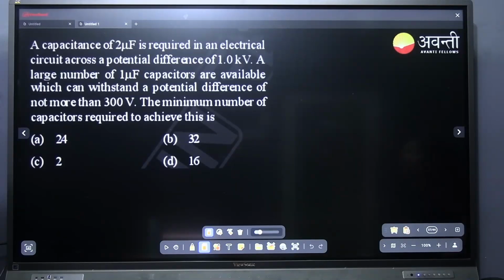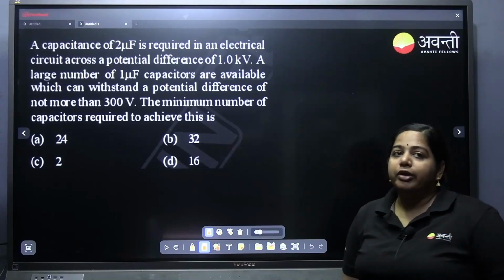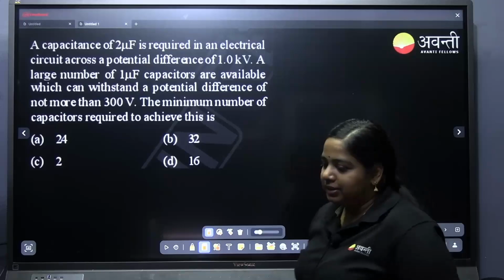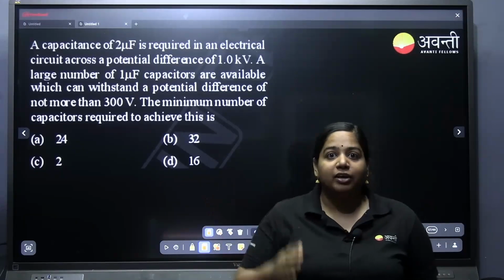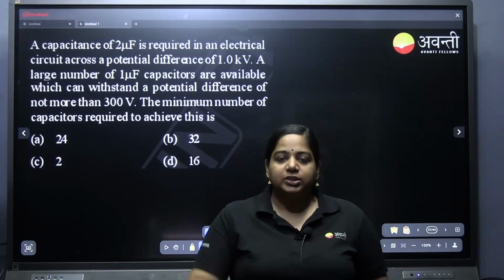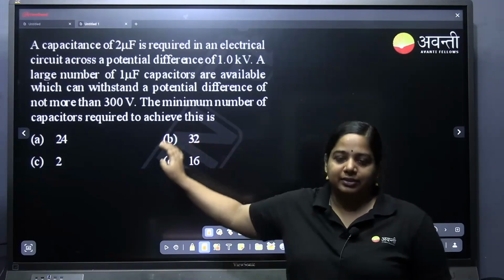Next, capacitance of 2 mu farad is required in an electrical circuit across potential difference 1 kilovolt. A large number of 1 mu F capacitors are available which can withstand a potential difference of not more than 300 volt. Minimum number of capacitors required to achieve this. This is like we did m rows, n number of cell grouping, right? N rows are there, m cell in each row, like that.